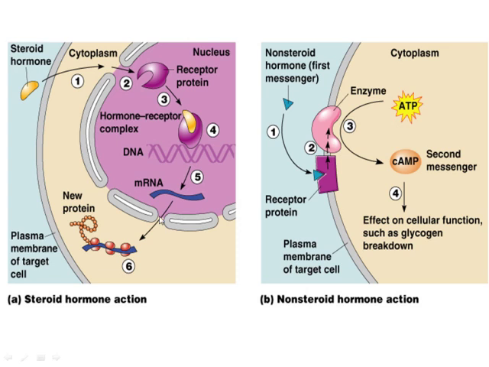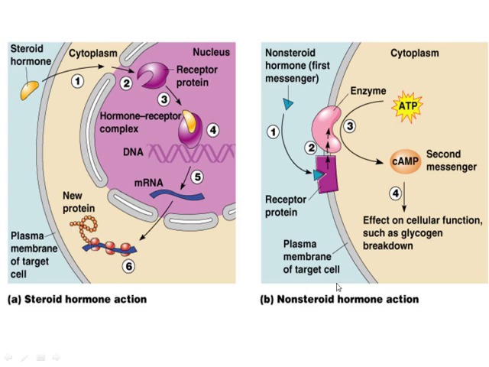So here's a couple of examples. Steroid hormones are lipid-soluble, pass right through the cell membrane, through the cytoplasm into the nucleus, where their receptor is located. When we have this receptor hormone complex, it can attach to the DNA, causing a gene to be expressed as messenger RNA, and we get protein synthesis, a new protein.